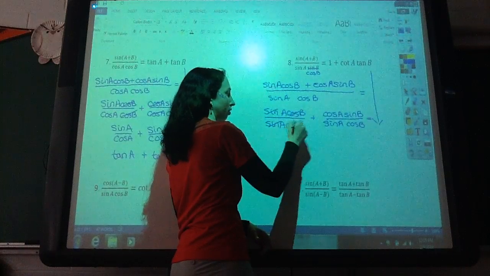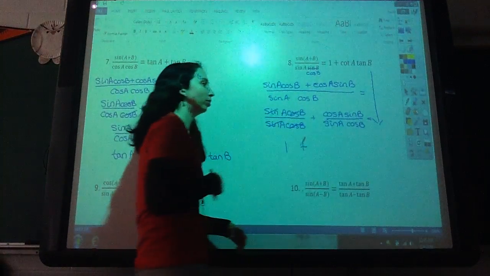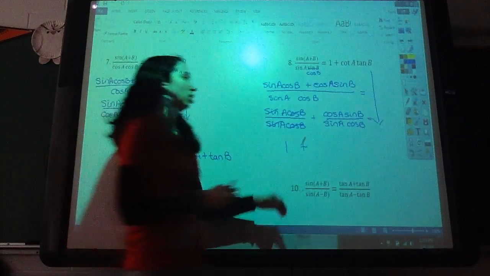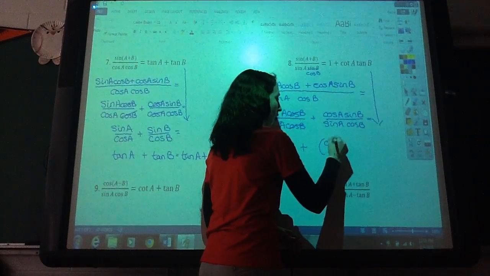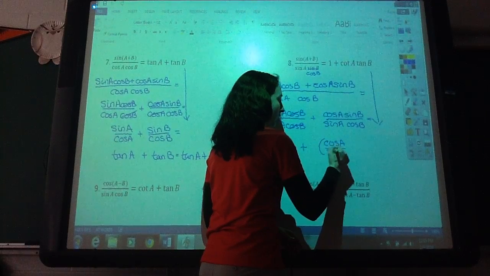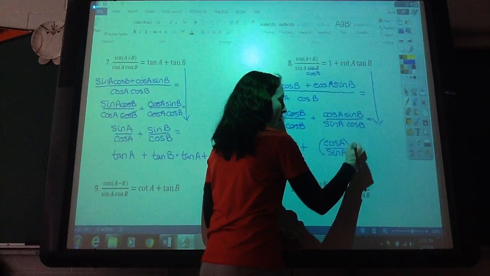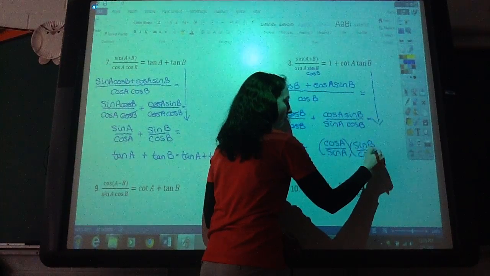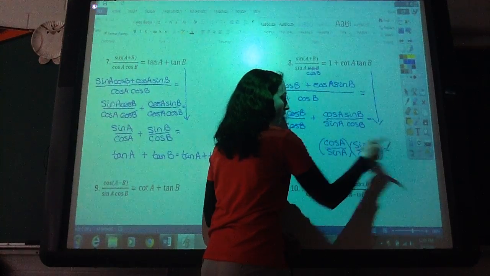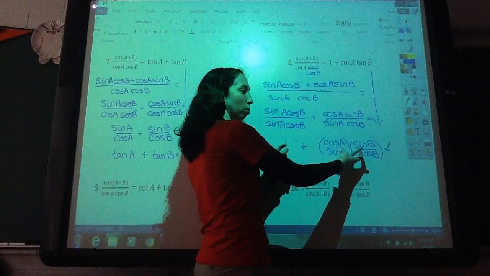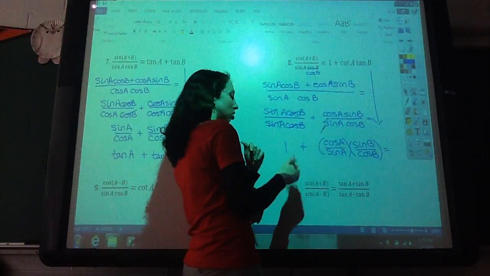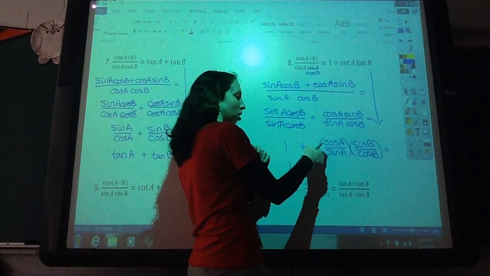All of these are gone. I'm left with 1. Now, if you look at the other fraction, do you guys see cosine A over sine A times sine B over cosine B? Would you agree that if I were to multiply these, I would end up with what I had right above it? So I have 1 plus, what's cosine over sine?